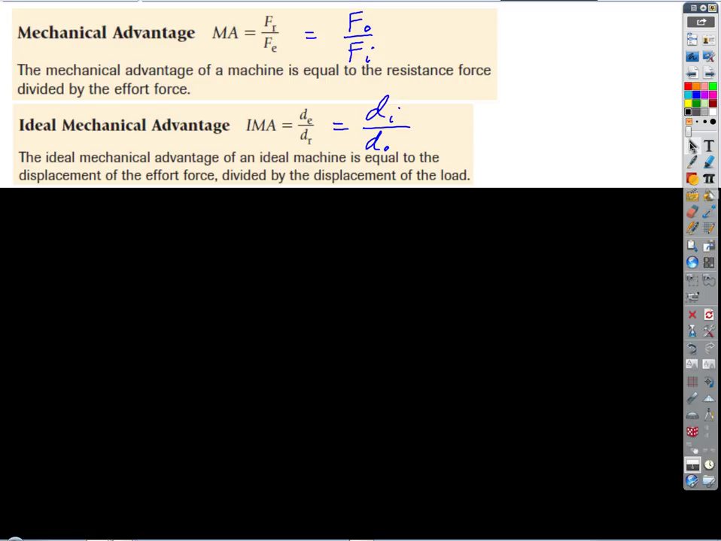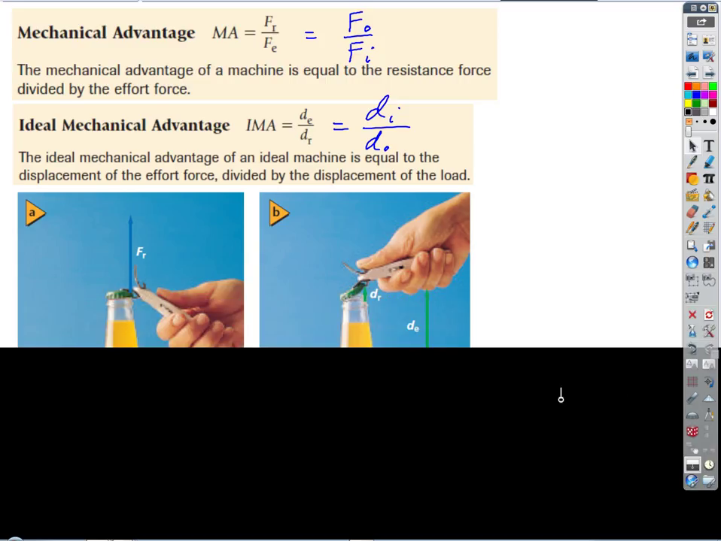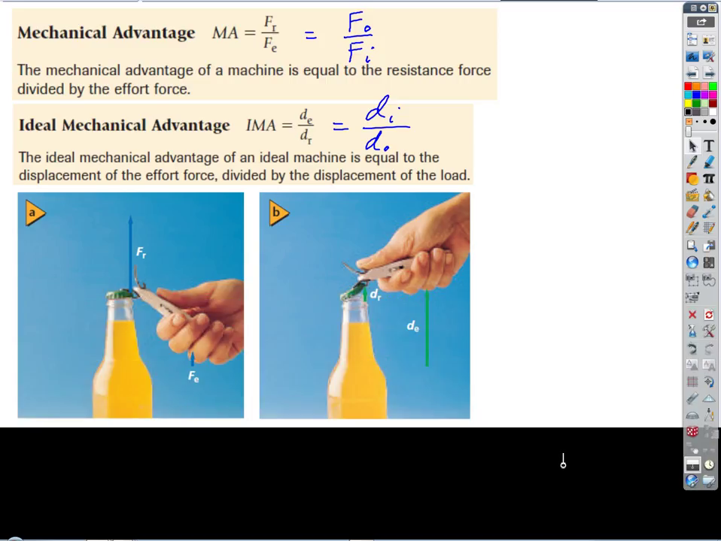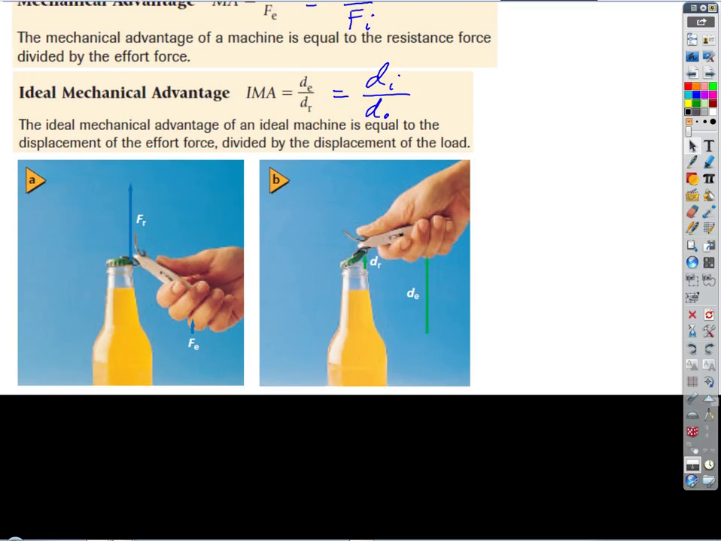Okay, so here's an example. Speaking of levers, what is this doing? If you open a bottle cap, here's where the input force is being applied, but the output force is much bigger. You can't really just grab a bottle cap and pull it off, or at least I can't. Maybe Kate can, but I can't.